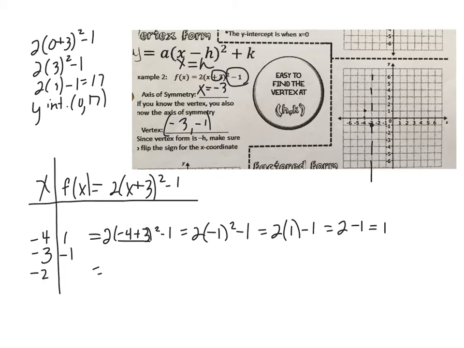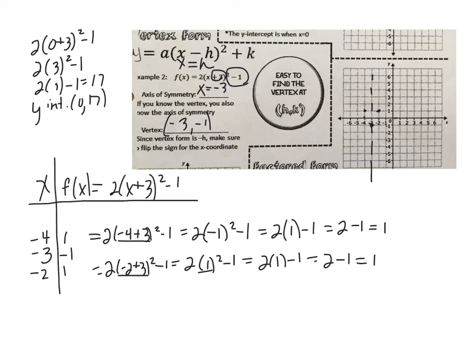So over -4, up 1. There's my coordinate. And then if I mirror that across, at -2, I should also be up 1. So I'm going to plug -2 in and see if that happens. 2 times -2 plus 3 squared minus 1. Again, I'm just working this out. -2 plus 3 is 1, squared is 1. 2 times 1 is 2, 2 minus 1 is 1. So I'm going to go out -2, up 1. And you'll see I hit right on my parabola where I said I would.